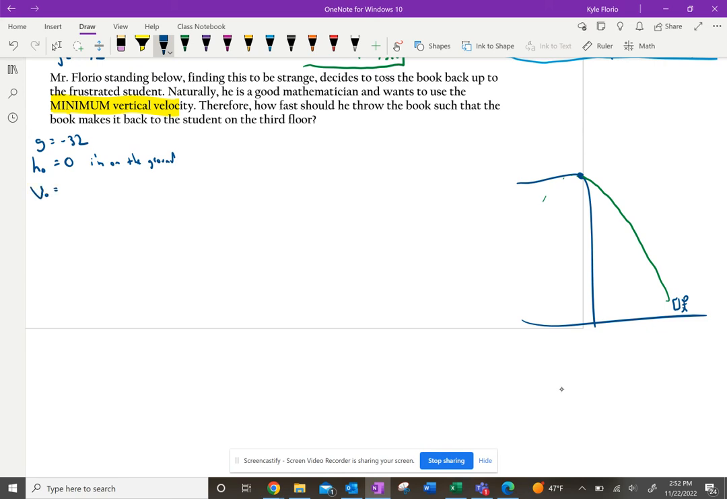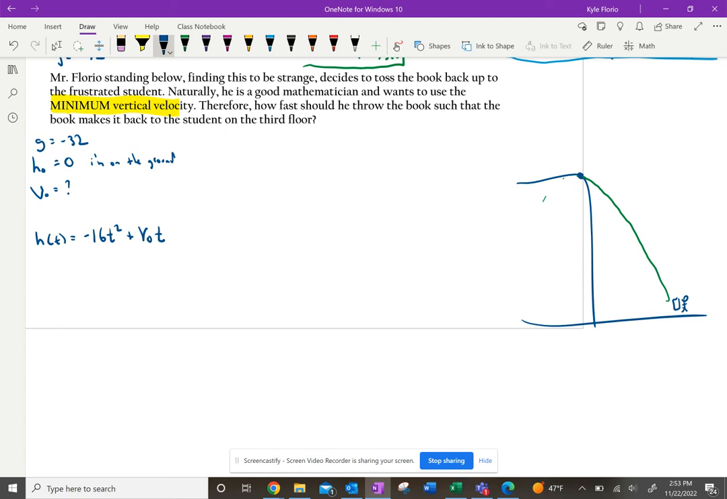I'm looking for my initial velocity, so how hard do I need to throw it? Let's see what that looks like. My height function is half of negative 32, which is negative 16t squared, plus my initial velocity, which I don't know what it is, times t, plus my initial height, which is 0, so I don't need that. So here I have an equation with a t, an h of t, and a v. There are 3 variables here. We're going to have a hard time solving that. So what else do we know?